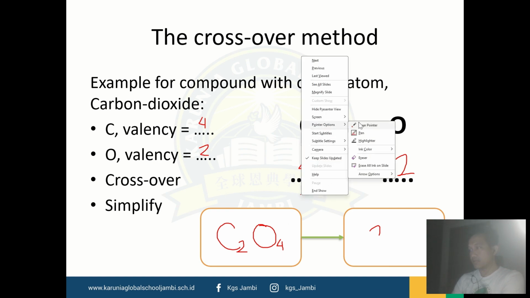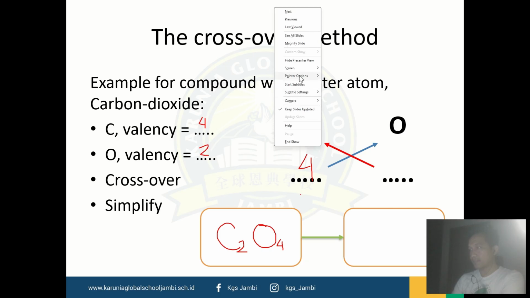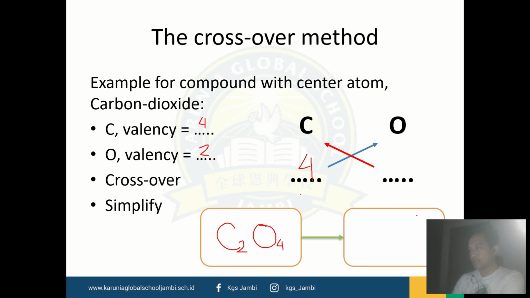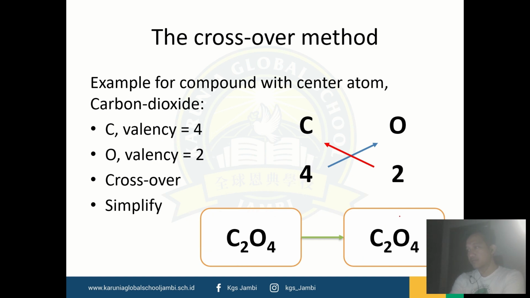2 divided by 2 is equal to 1, so we have only one C, and 4 divided by 2 is equal to 2. So if we simplify the equation here, C2O4 becomes CO2. This is the way we create the formula of a compound.